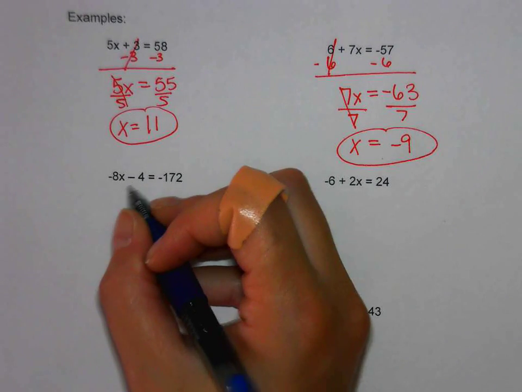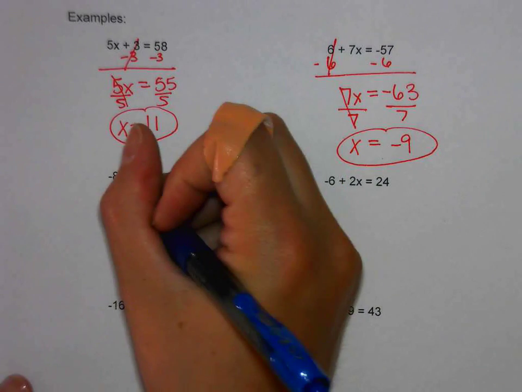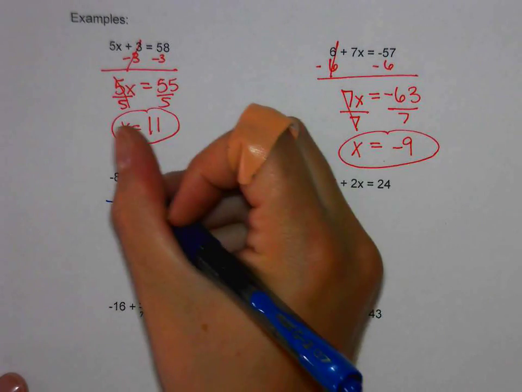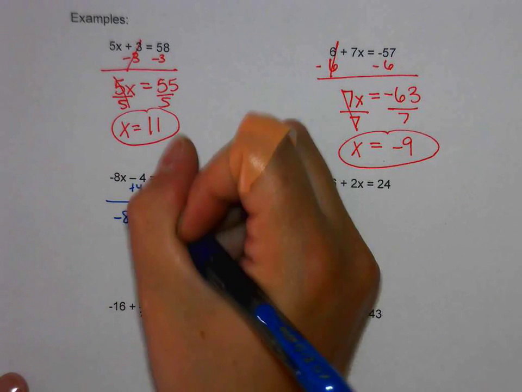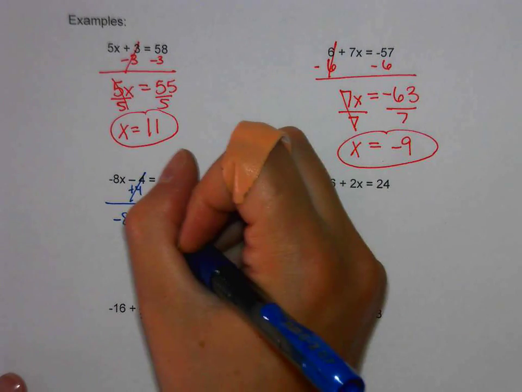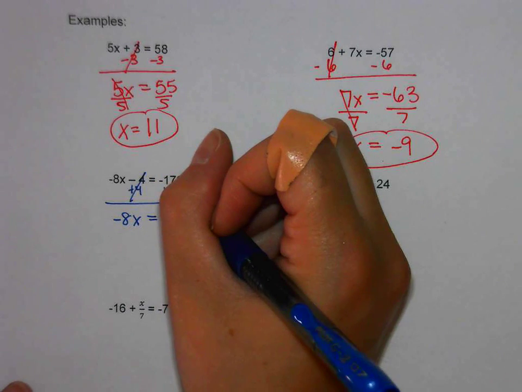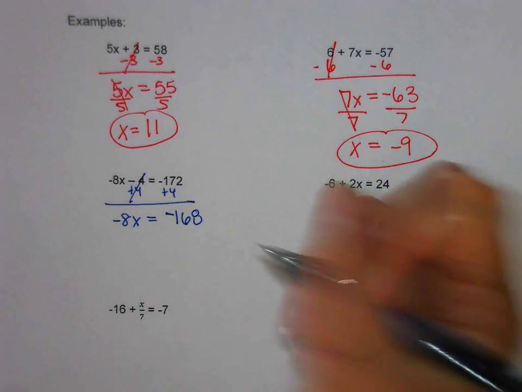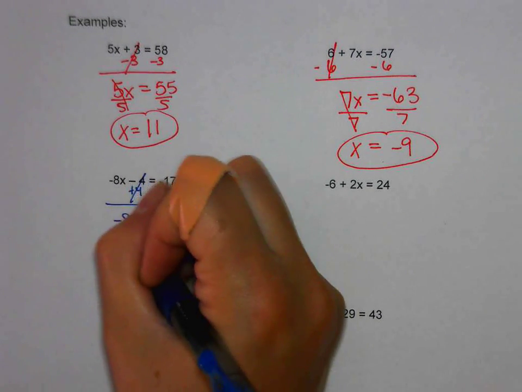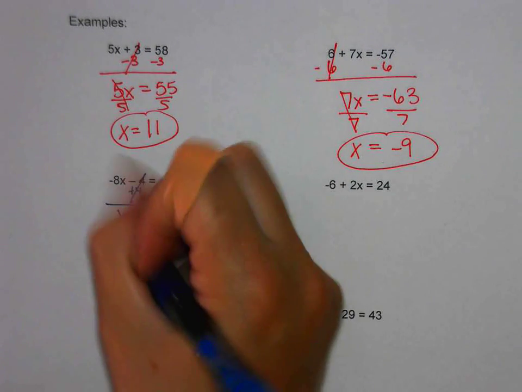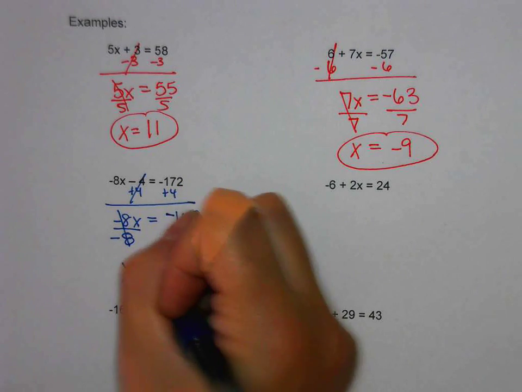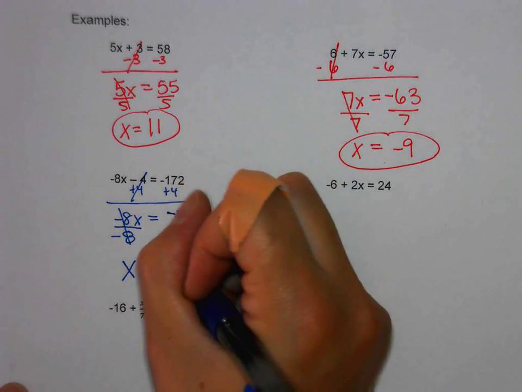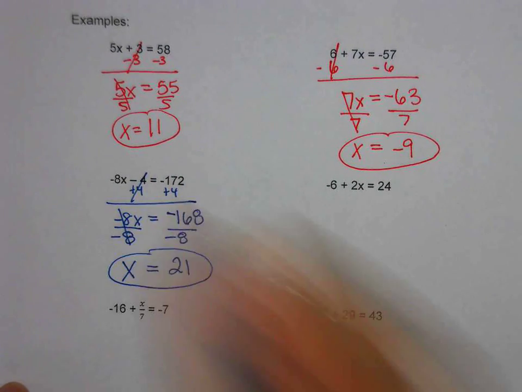So here we are subtracting 4. So we want to add 4. So negative 8x comes down. Negative 4 plus 4 is 0. They cancel out. Negative 172 plus 4 is negative 168. And divide both sides by a negative 8. Those become 1. They cancel out. So x equals negative 168 divided by negative 8 is a positive 21.